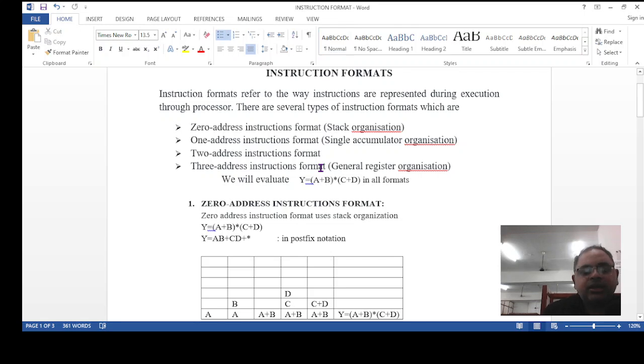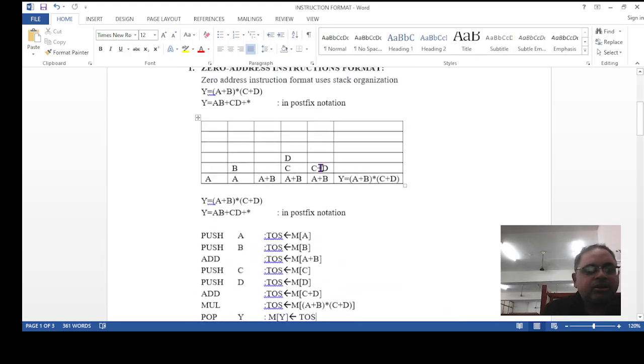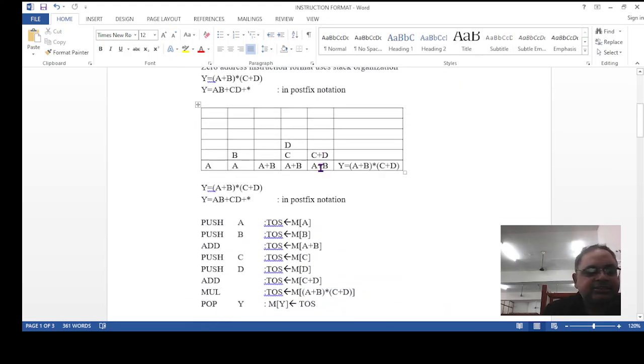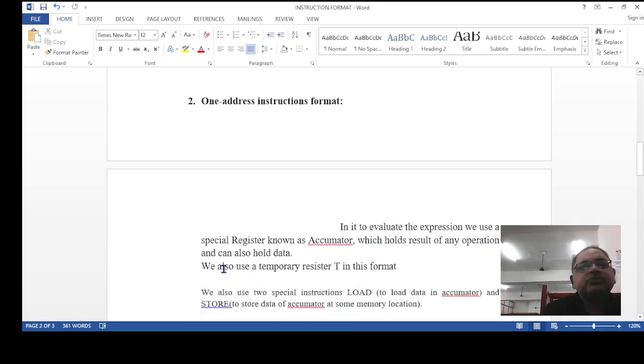So, what is happening here? In the previous video, we have seen the zero address instruction format. What is the disadvantage of zero address instruction format? That more instructions are required for evaluating y equals a plus b into c plus d. The number of instructions required is almost 8 to 9. So for the sake of reducing the number of instructions, we are using the one address instruction format.